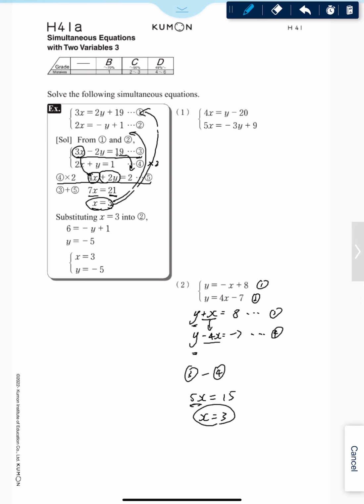I can substitute this back into either one of them. Let me substitute this back into 1. Sub x equal to 3 into 1. Then I will get y equal to negative 3 plus 8, which is equal to 5. So my x is equal to 3, my y is equal to 5. That's my answer over here.